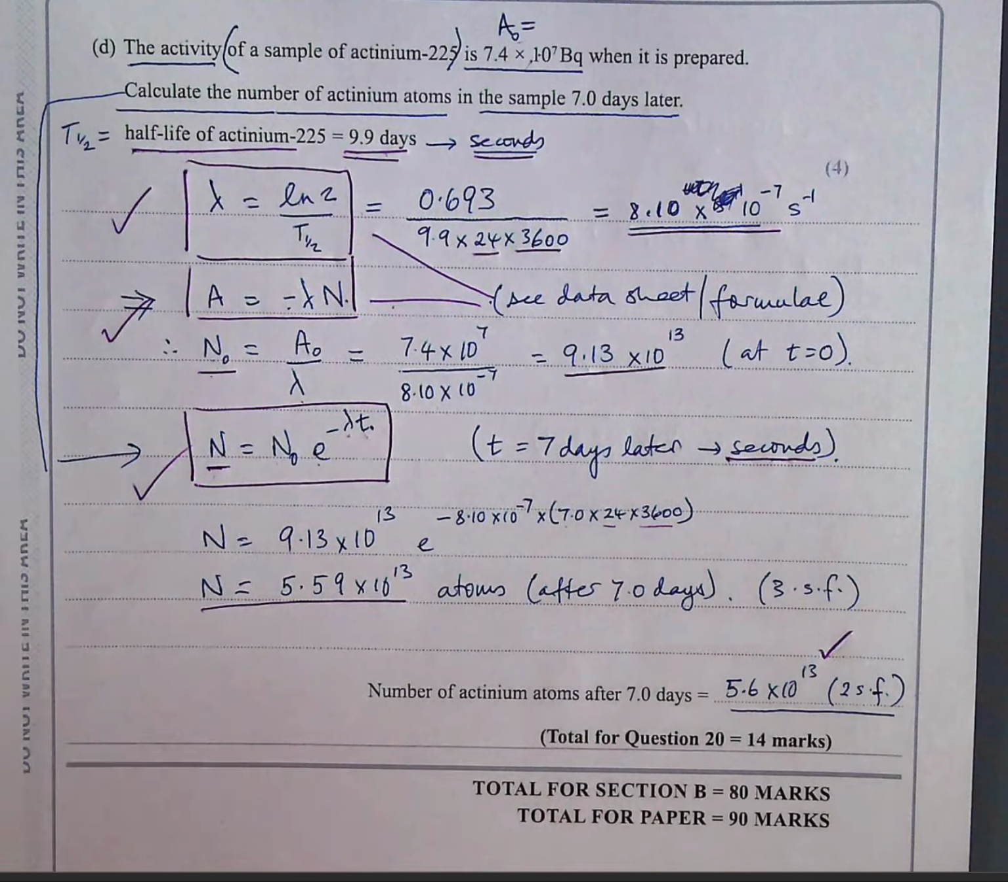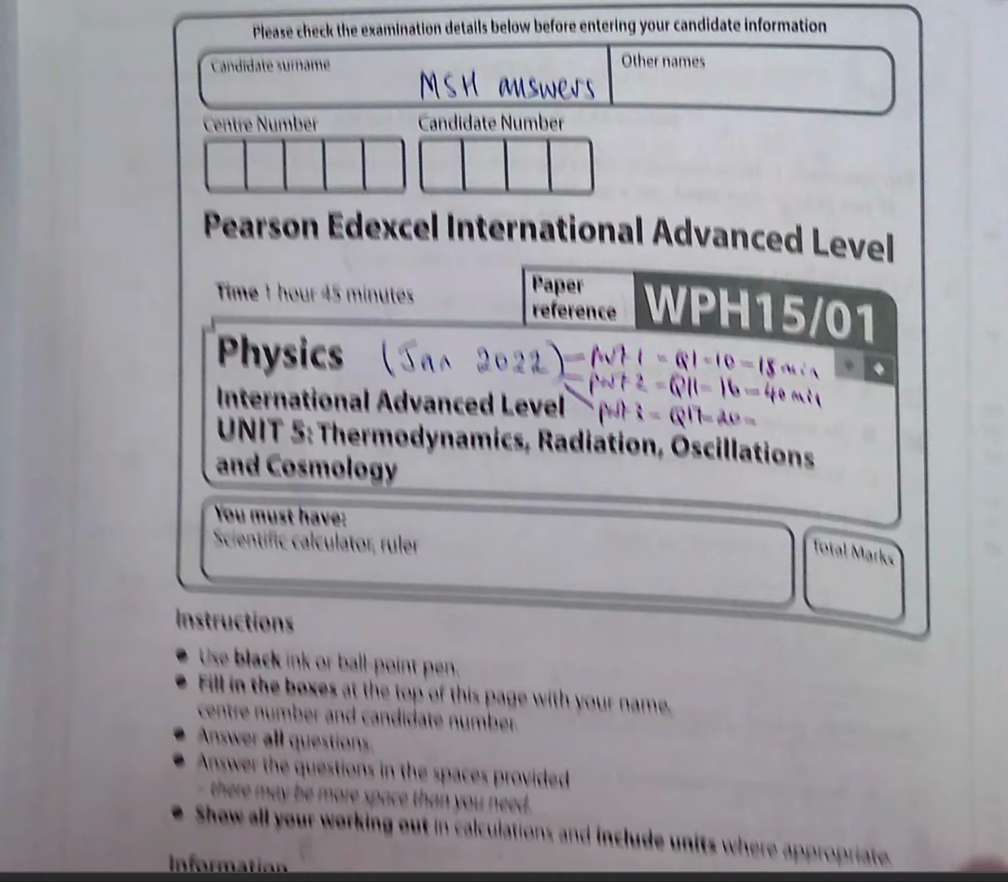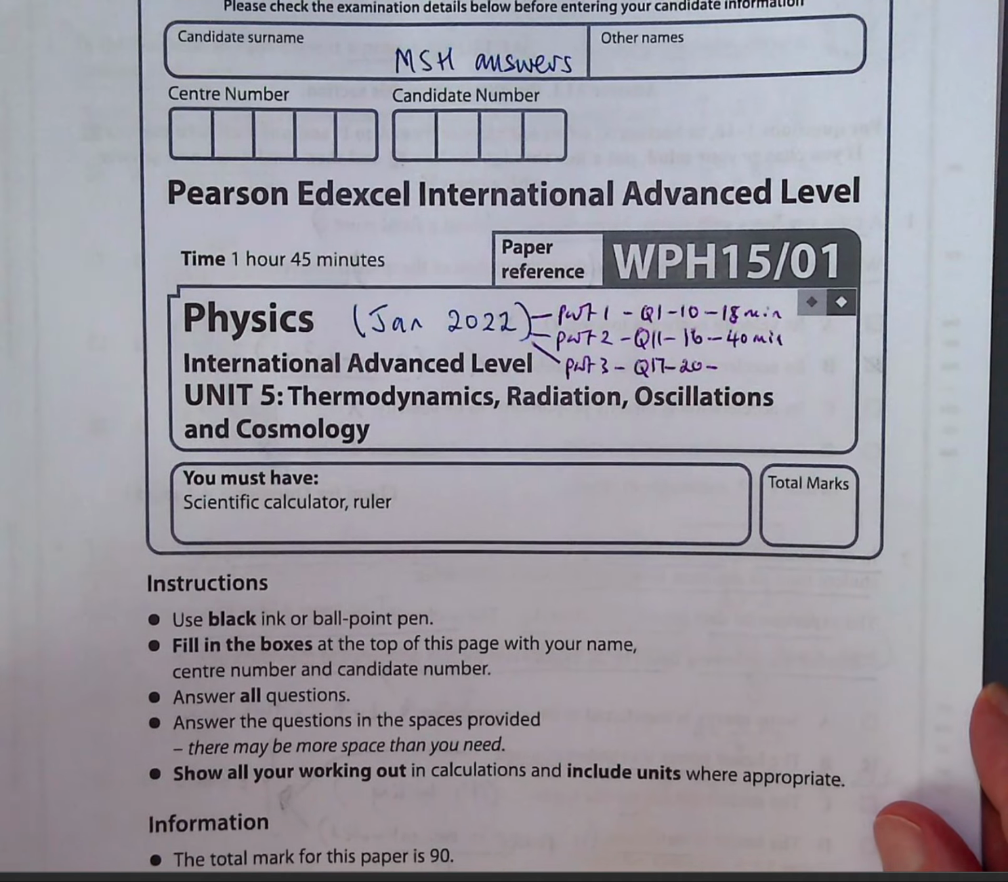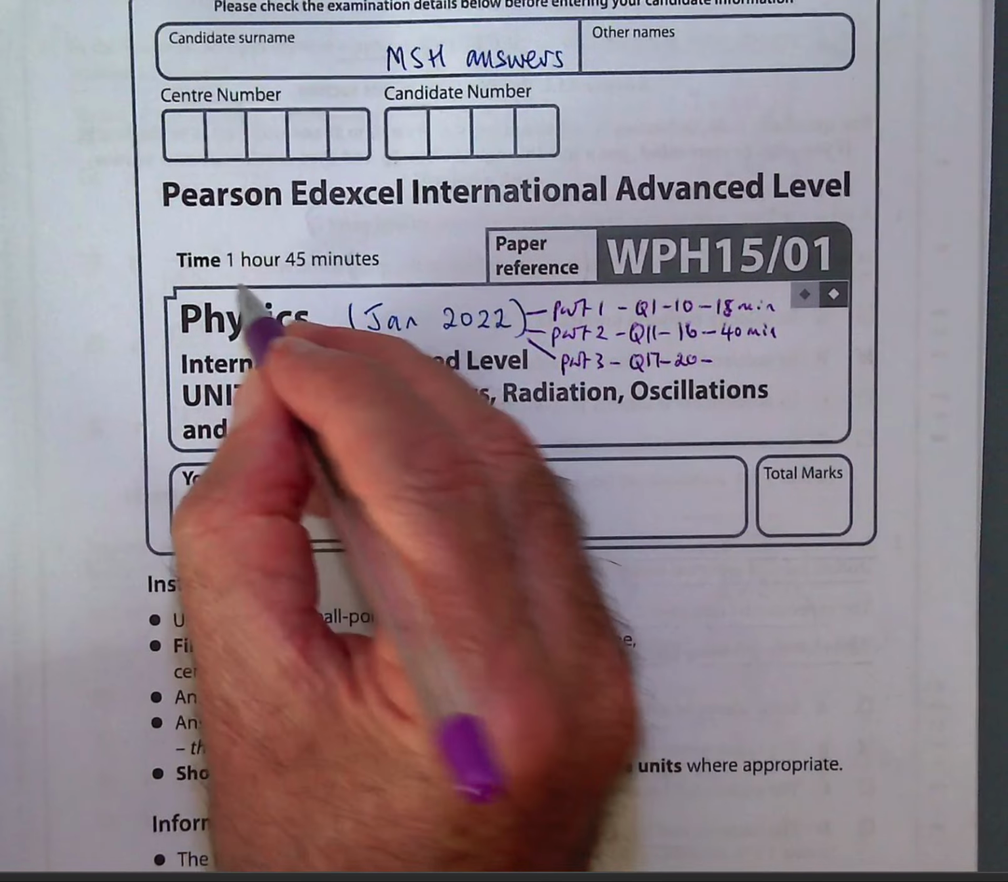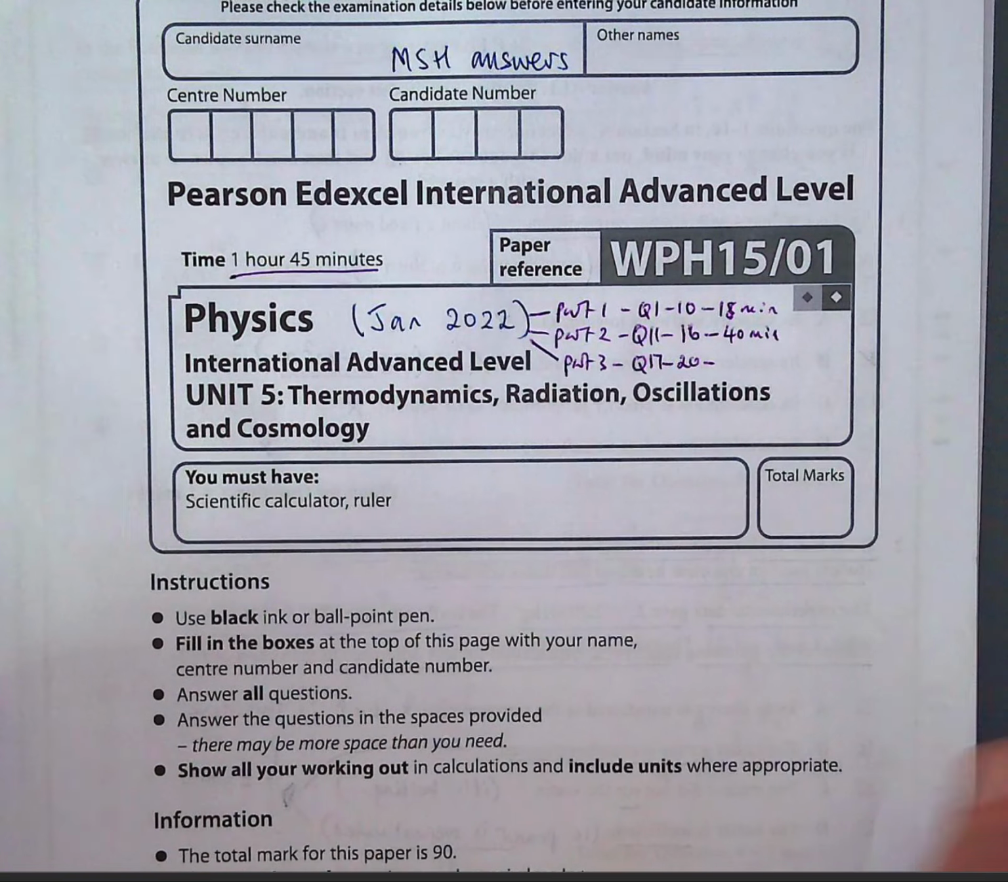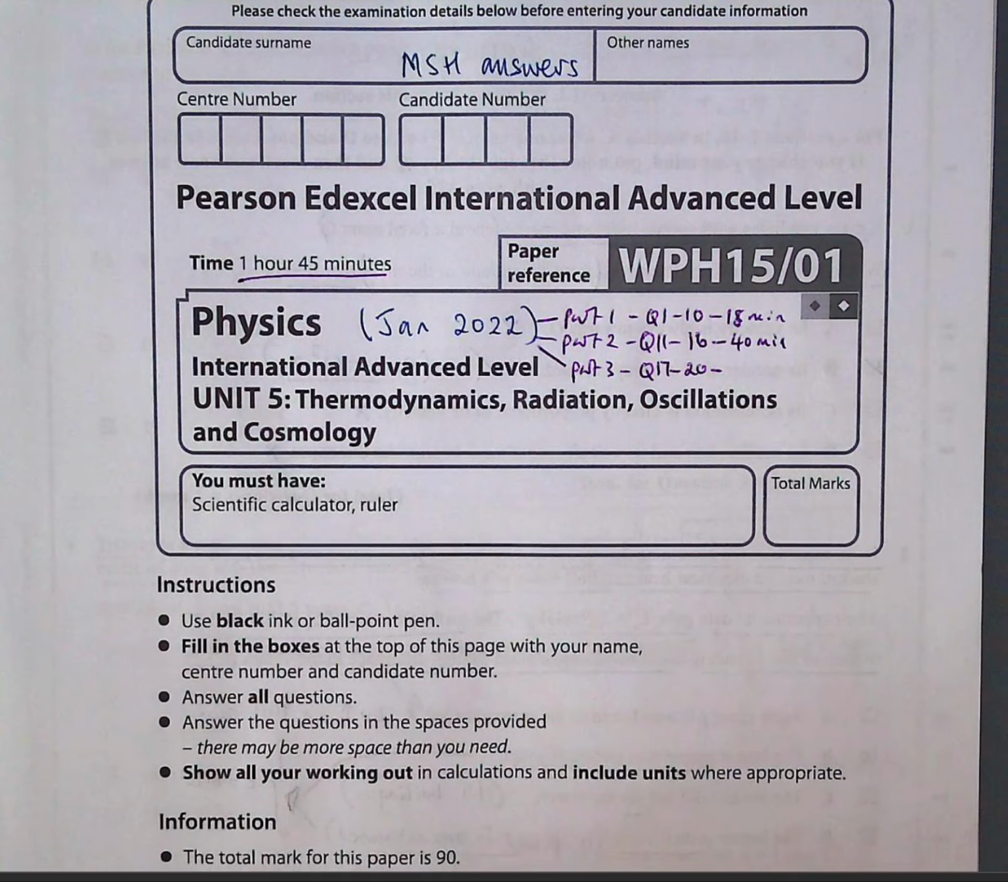Well, that ends the 1 hour and 45-minute exam, which is the length of the exams in year 13. The year 12 ones are 1 hour and 30. So you see that exam, Unit 5, is 1 hour and 45 minutes. And that finishes our coverage of January 2022.